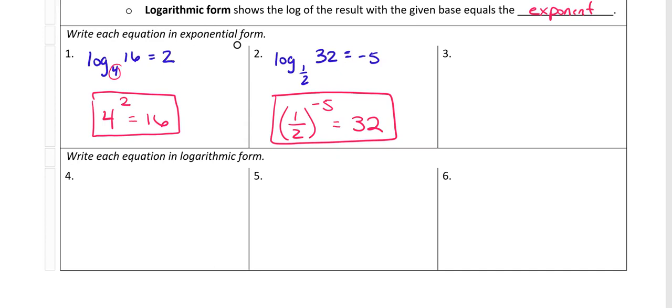All right, let's try one that doesn't have numbers, because maybe you were able to figure out where things went based on the numbers. What if I had log base A of B equals C? See if you can figure that one out.